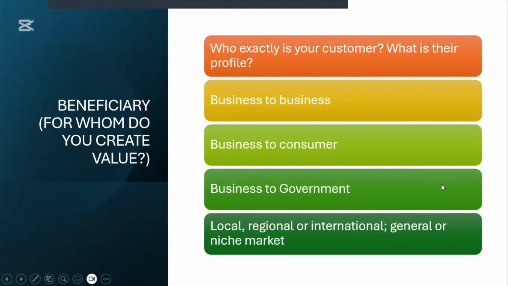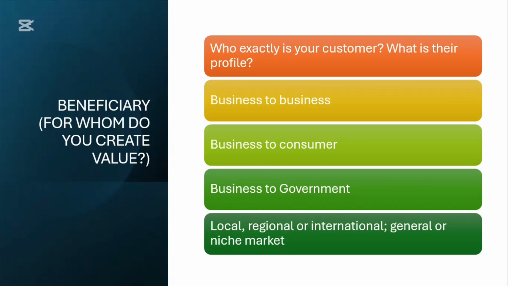The next one is in terms of beneficiary. And we have to answer the question, for whom do we create value? Now, many people leave this part out, which is that first part. Who exactly is your customer? What is your customer profile? Could you describe them to me? Who is your ideal customer? That is one of the first things that you should be able to answer.